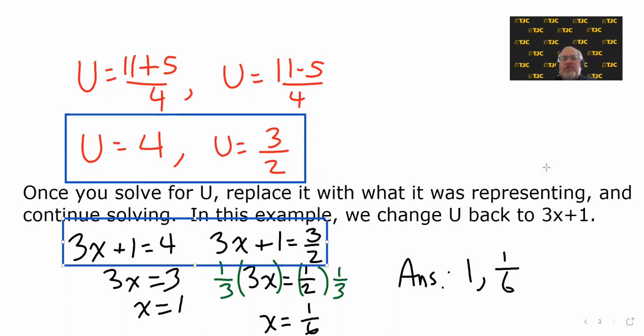We're going to take a look at one more example in the next video, but that's really all there is to this. Identify when to do it, make the substitution, solve the quadratic equation, undo the substitution, and then finish solving.